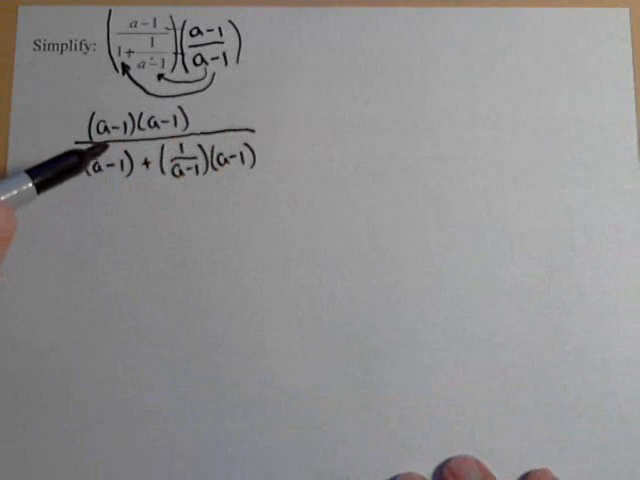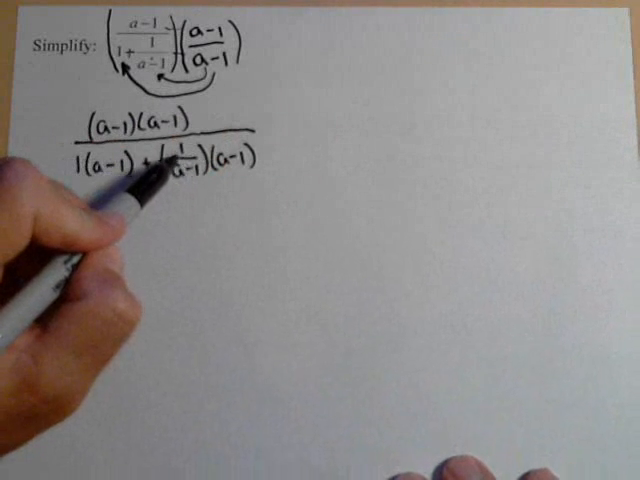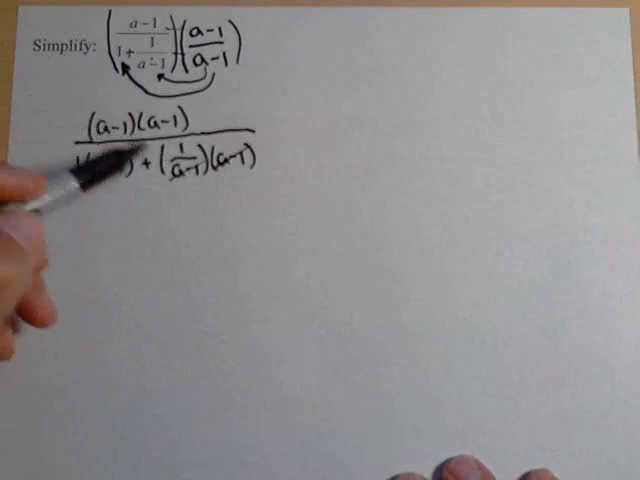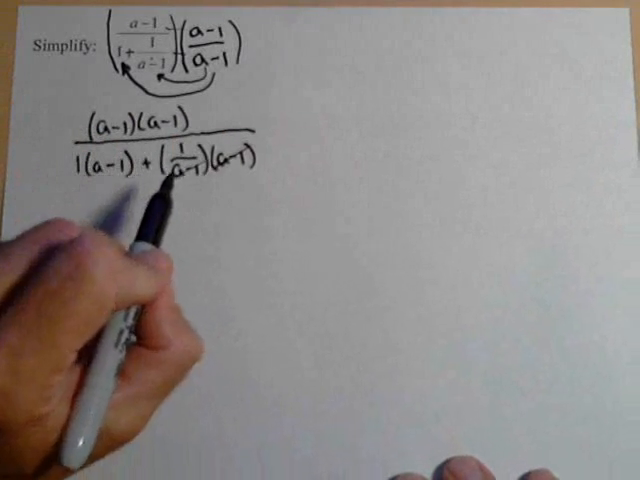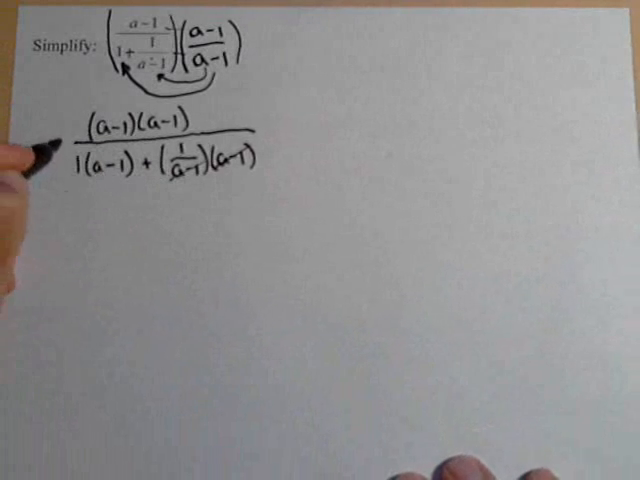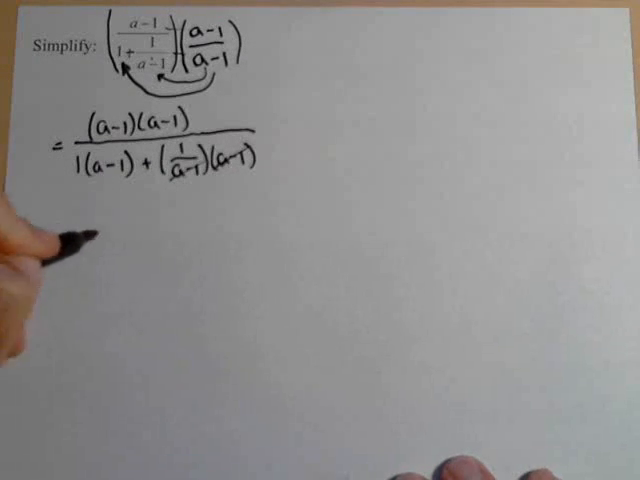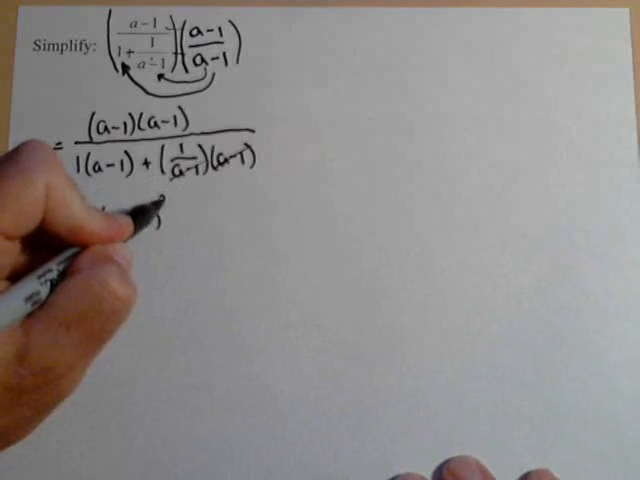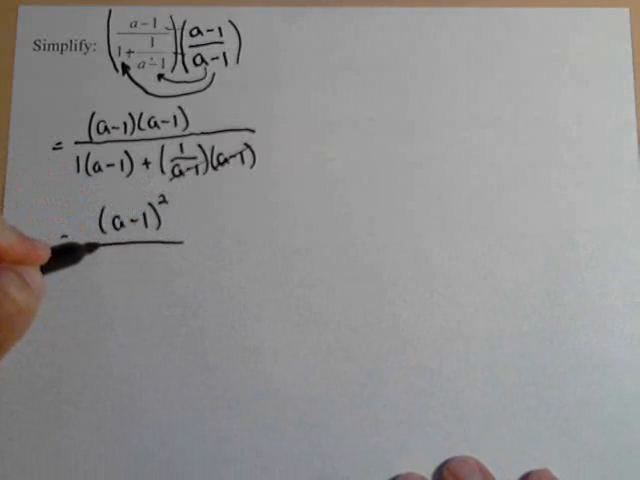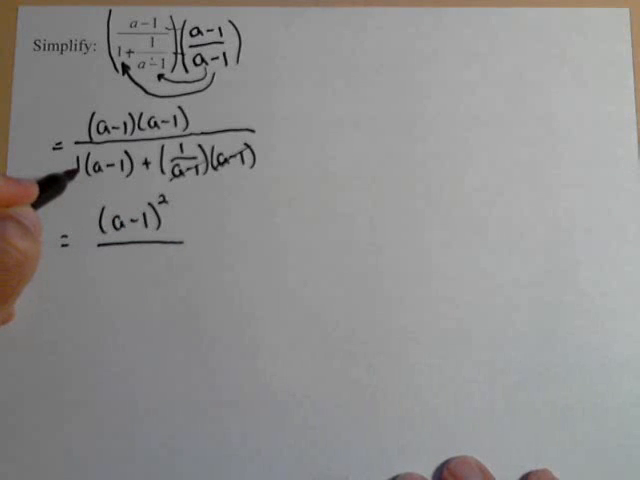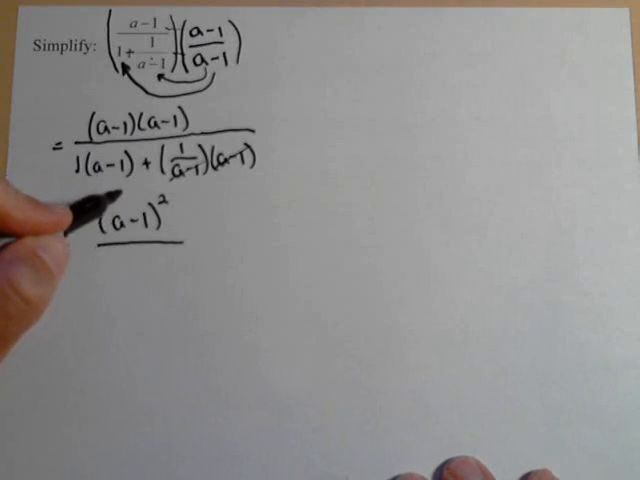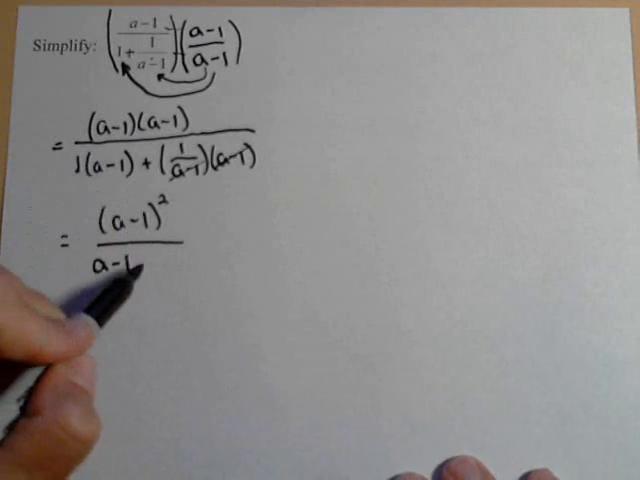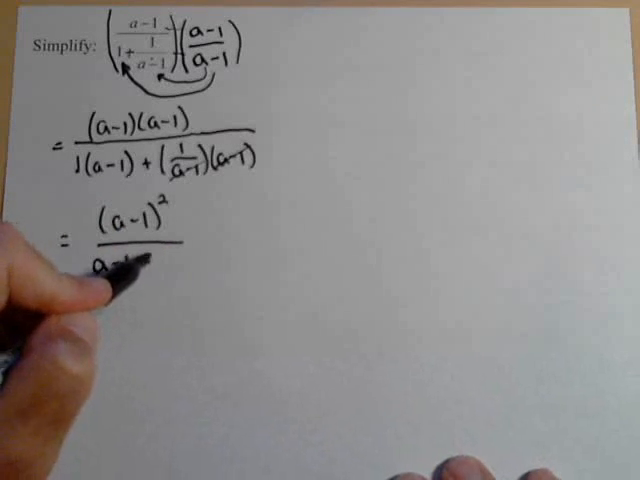Now we'll see the benefit of doing this technique. Notice the 1 over a minus 1 is going to cancel with the a minus 1. Now it doesn't go to 0, that leaves us with 1. So in the numerator we're going to have a minus 1, the quantity squared, all over. Now this is just 1 times, but if it was another number we would distribute it over these parentheses. A minus 1, so we can drop those parentheses, plus 1.